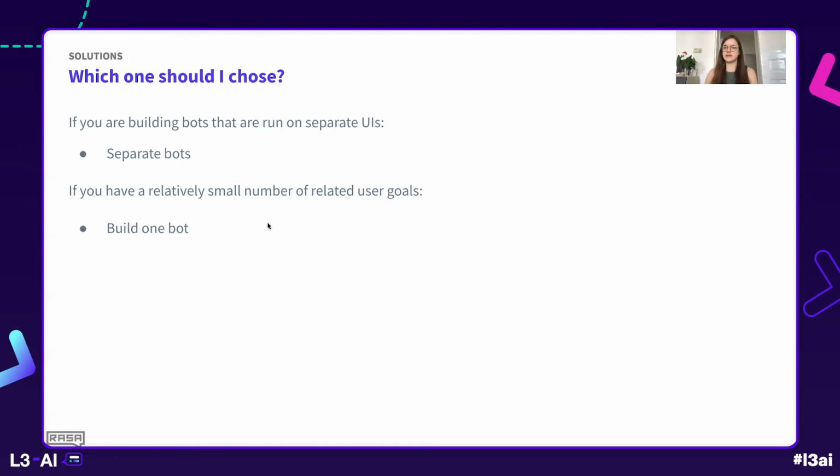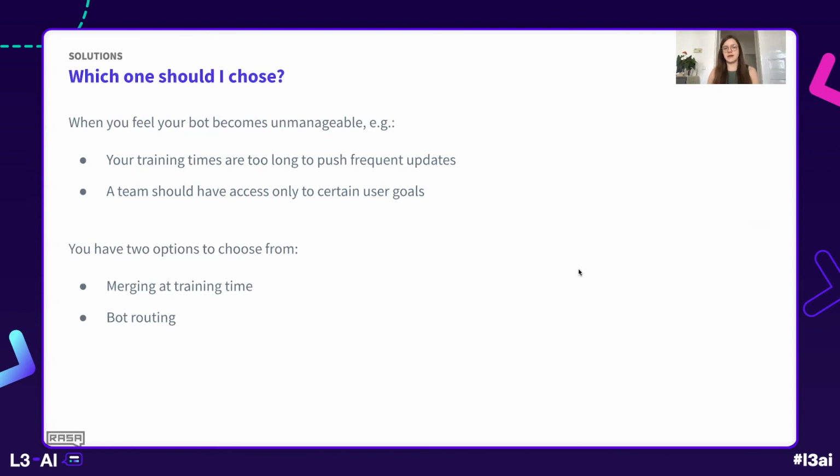So I say relatively small here because I don't mean like 3 or 4. I mean however many you can add without actually running into problems. Yeah, the longer you can stick with just one bot, the simpler things are going to be for you. But like I said, you may run into some problems at some point where you feel your bot becomes unmanageable. So the two main examples of this would be that your training times are becoming too long to push frequent updates.